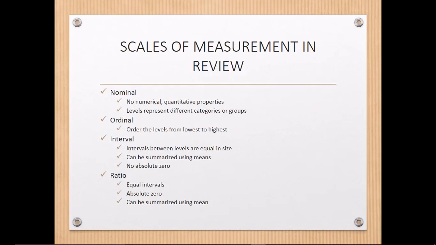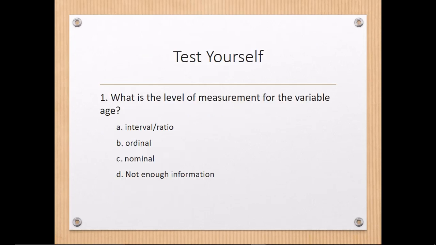So in review, here are quick descriptions of each level of measurement. Again, pause the slide if you'd like to take notes. Let's take a moment to test yourself. What is the level of measurement for the variable of age? Is it interval ratio, ordinal, nominal, or not enough information? Think about that for a moment.